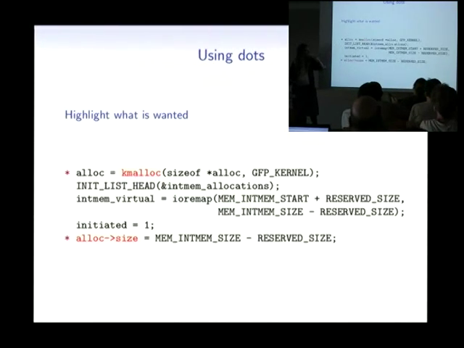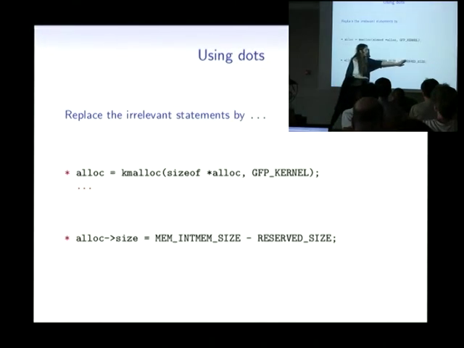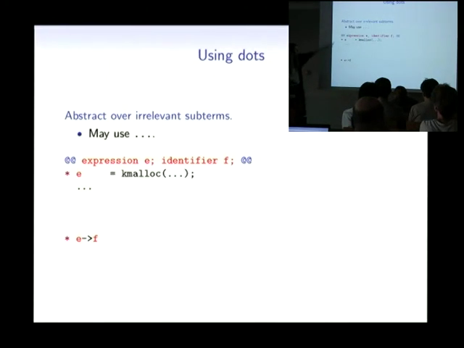Now we can get rid of the stuff we don't care about. All that stuff in between is just going to be dot, dot, dot. And then we can simplify some more. Alloc, I said that's important because we want that the return value of kmalloc and the dereference thing are the same. But this context in which the dereference occurs doesn't make any difference. So we can get rid of the context, and we can add an expression metavariable for the result of kmalloc and an identifier metavariable for the field that we're doing the dereference for.